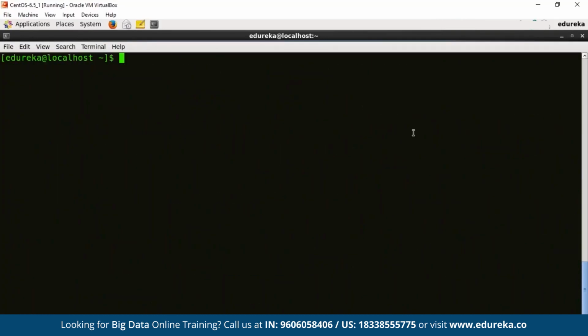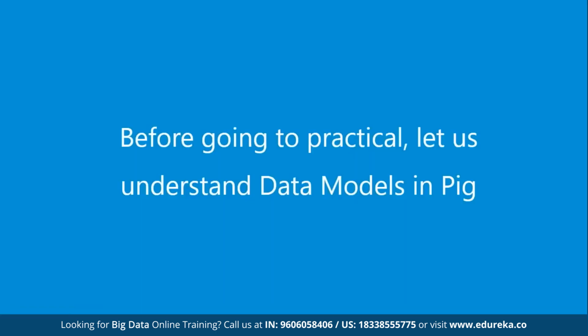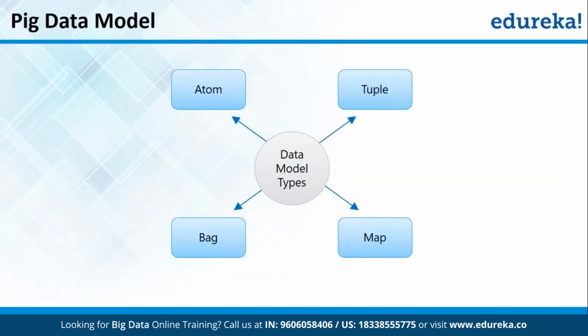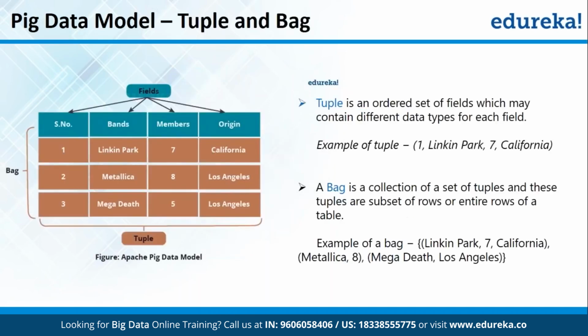Okay, let's go back to the presentation now. Before going to the practicals of executing the Pig script, let us understand the data models in Pig. There are basically four major data models in Pig. One is atom, the other is tuple, the third one is bag, and the fourth one is map. We'll understand each one of them one by one. First we'll understand what is a tuple and what is a bag, because these two are generally used together.